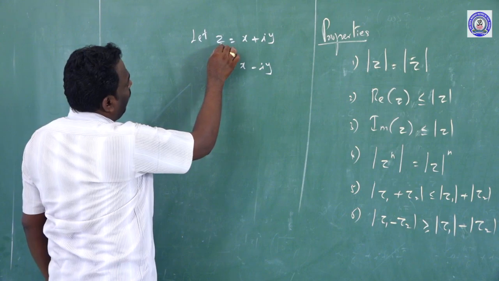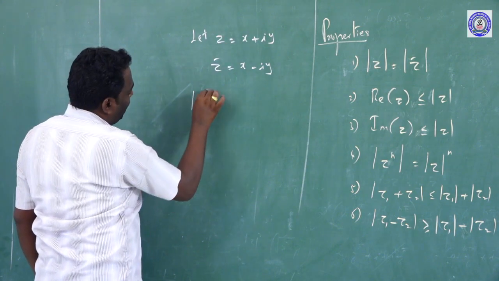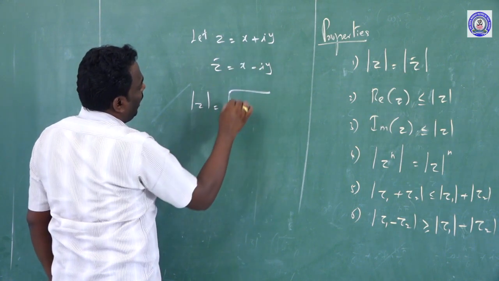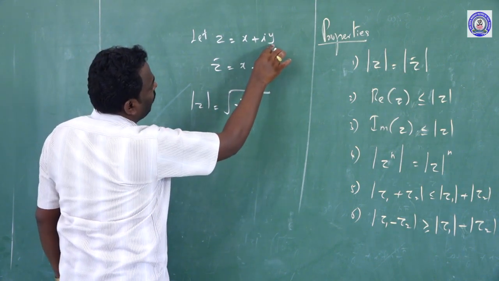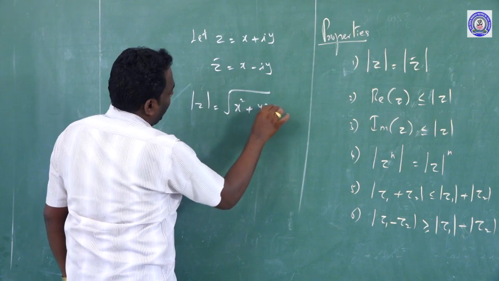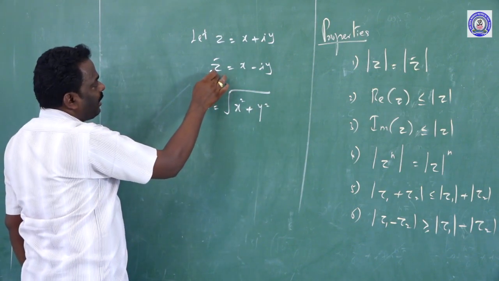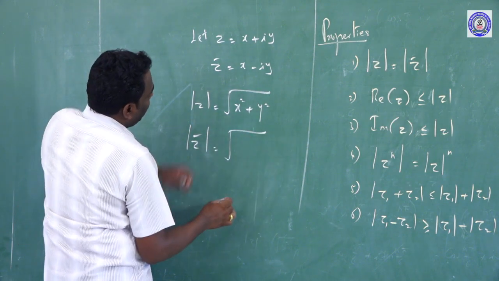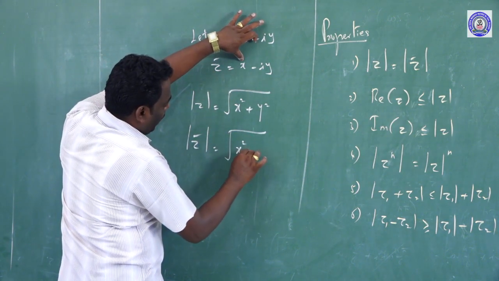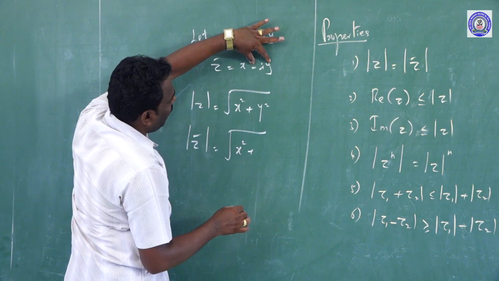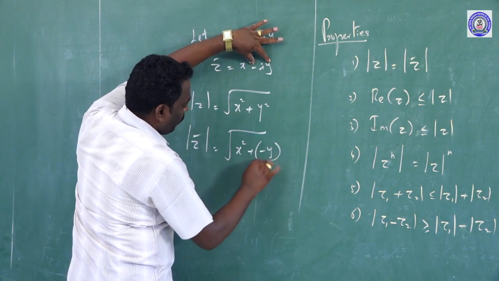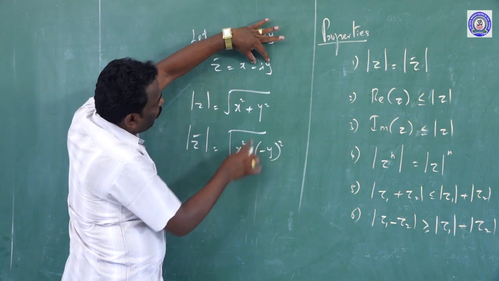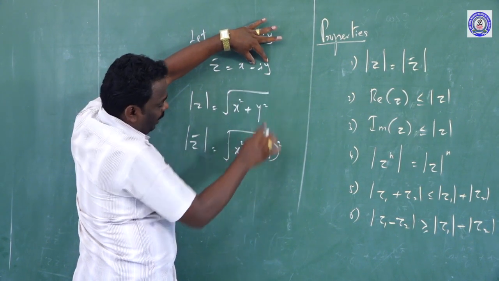Now we want to take the modulus value. Modulus of z is equal to what? We already know the modulus of z is the square root of the real term squared, x square, plus the coefficient of the imaginary term, y, squared, y square. Again, find the modulus of z bar. Modulus of z bar is equal to the square root of the real term x whole square plus the imaginary term, minus y, whole square. Real term is x square plus the coefficient of the imaginary term, minus y, whole square.